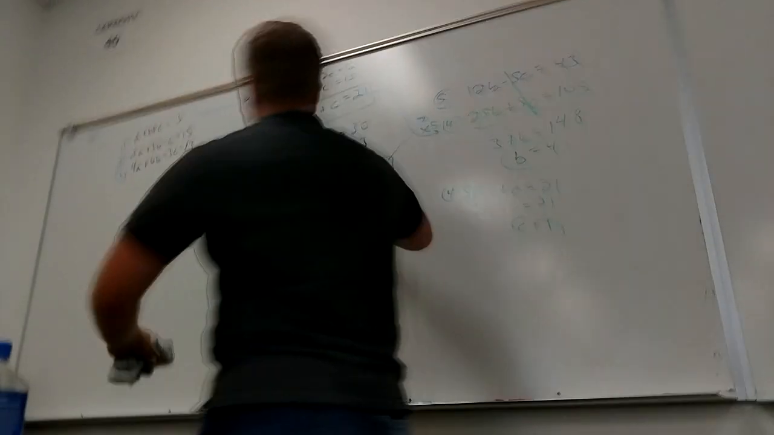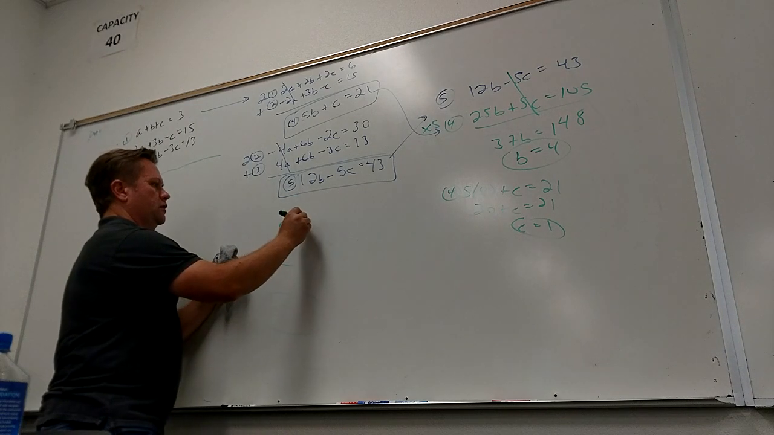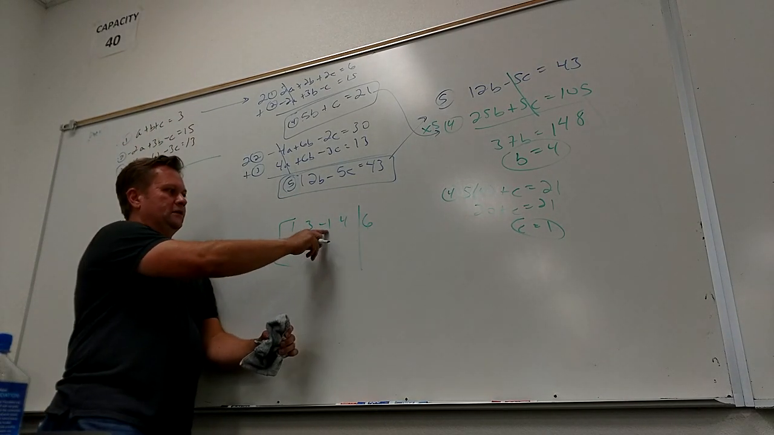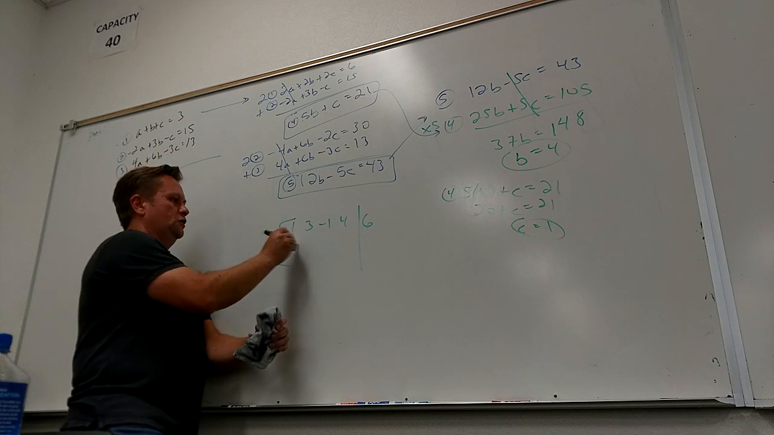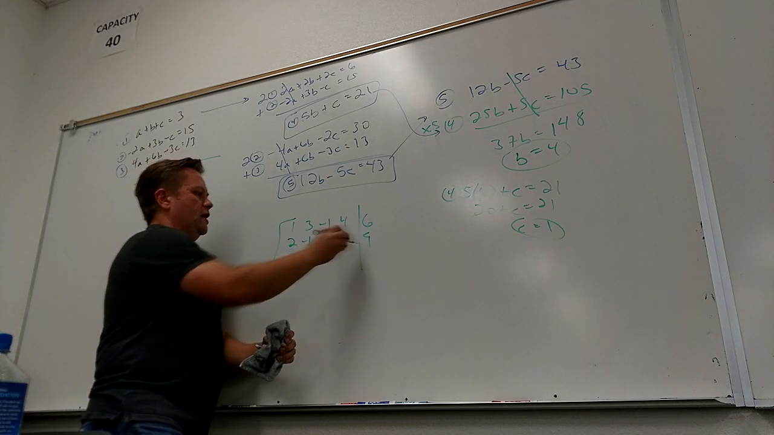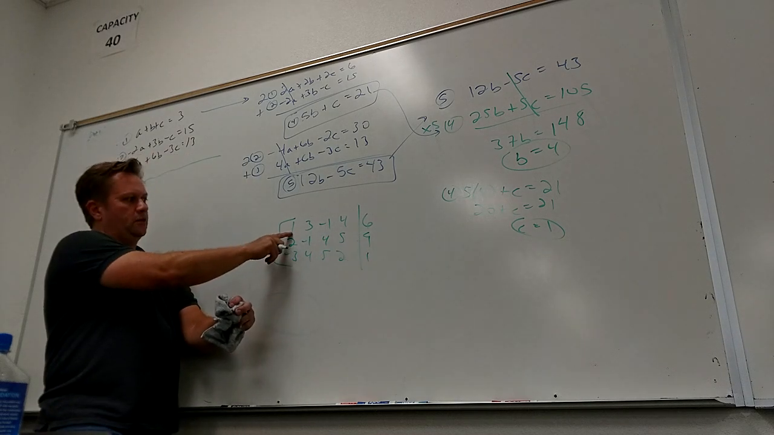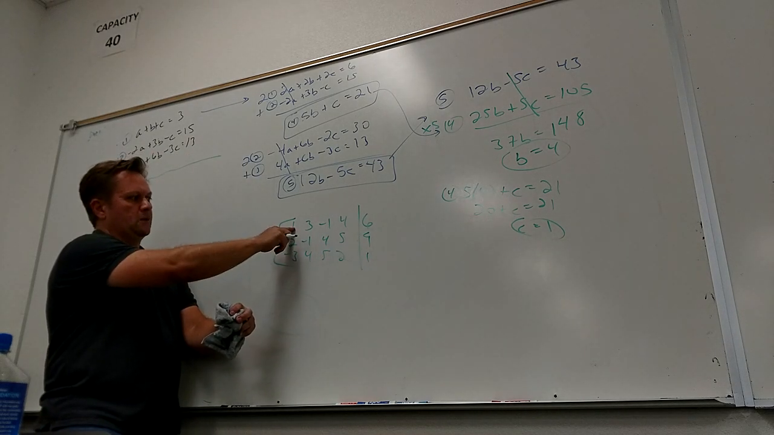But what would I do if I had a matrix that has 1, 3, -1, 4, 6, A, B, C, D? 2, negative 1, 4, 5, 9. Negative 3, 4, 5, 2, 1. I just go, okay, let me multiply this by 3, add it. Let me multiply this by negative 2, add it.